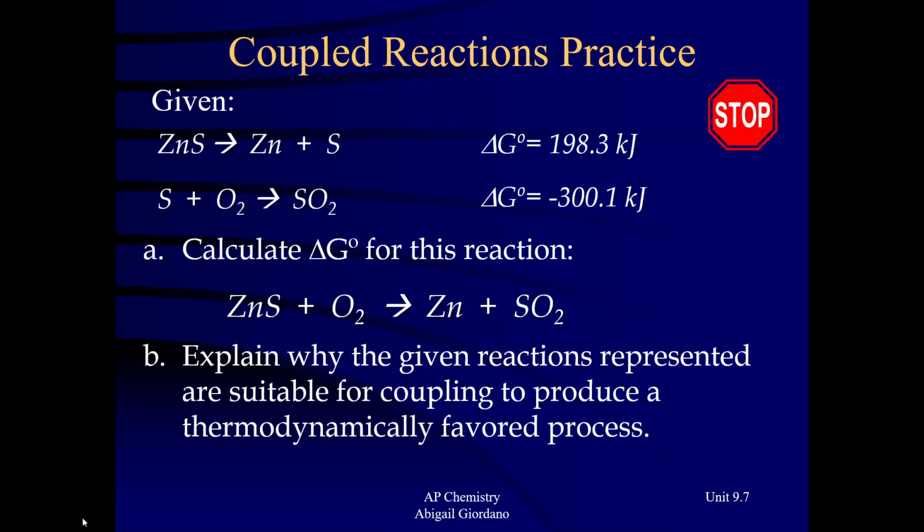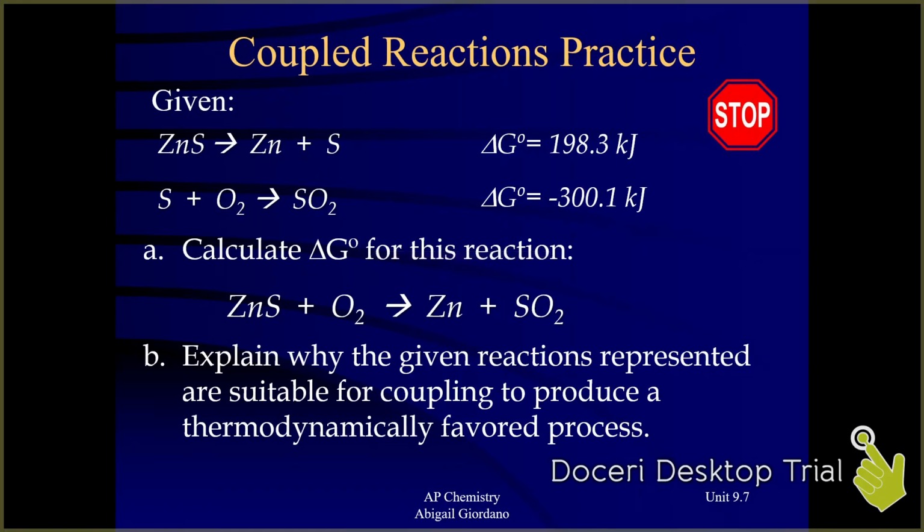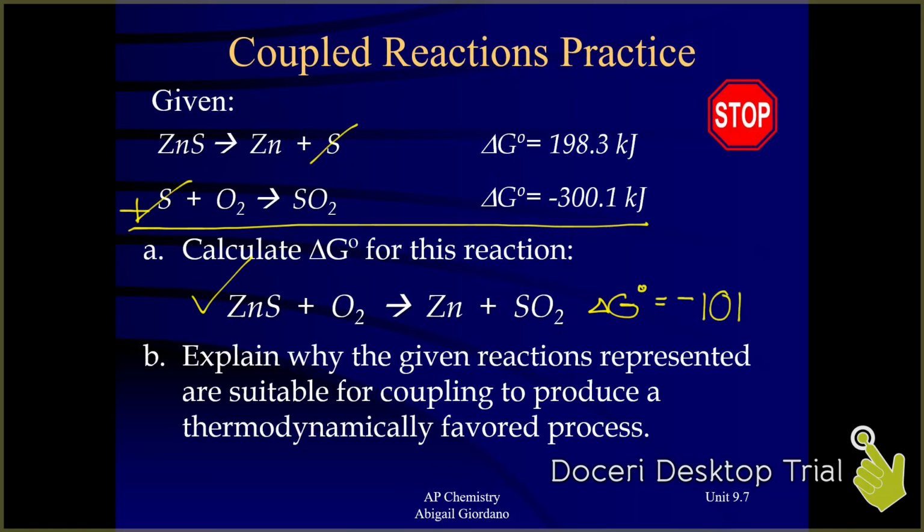This one was actually even easier than the previous question because I did not have to adjust either of the given reactions. I didn't have to flip any of them or multiply. They were ready to be added together as is. I could see that the intermediate sulfur gets canceled out. I end up with the overall reaction that I was supposed to. When I add the delta G's together, I get negative 101.8 kilojoules, which is overall negative.